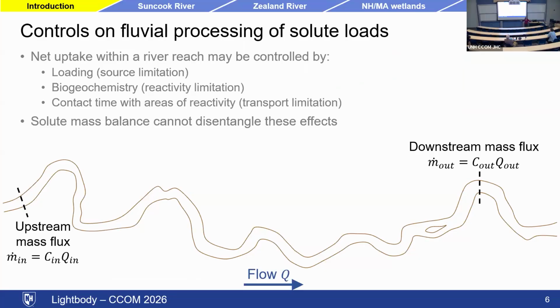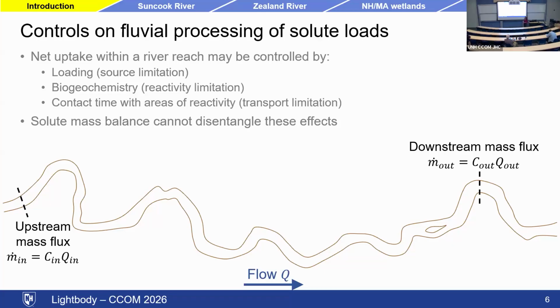So if we're looking at a reach scale, if we're trying to understand what a river is delivering to downstream water bodies, we need to take several things into account. We need to take into account the loading, how much of the nutrient or the pollutant is entering, and where that is occurring. If it's occurring very close to the exit, there may just not be enough time within the channel for processing to occur. And if loading is very low, then uptake may be low because there just may not be very much around to process. Biogeochemistry is also extremely important.